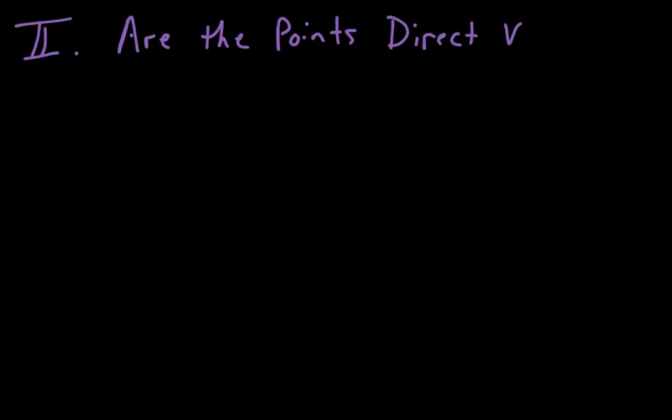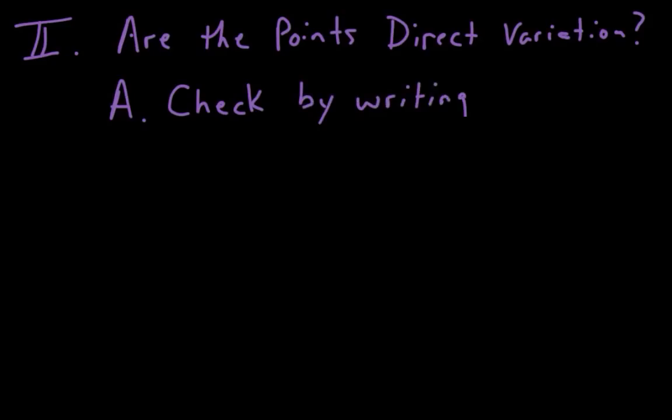The second thing I want to cover here is going to be, instead of if you have an equation, are the points direct variation? And there's a couple ways that you could do that. So I'm going to have a letter A and a letter B. And first thing would be check by writing an equation. And this is what you guys were doing in the earlier. So check by writing an equation.